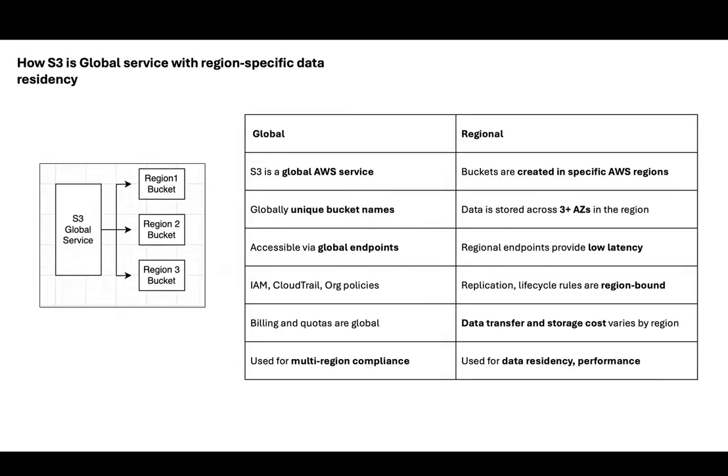And now, as in our very first slide, we discussed that S3 is a global service as well as a regional service. So how is it? As we mentioned, S3 is a global service, which means you have a single, globally unique name. It can be accessed from anywhere in the world. All IAM, CloudTrail, and organizational level policies can be applicable at the global level, not the regional level. Billing and everything will be at the global level.